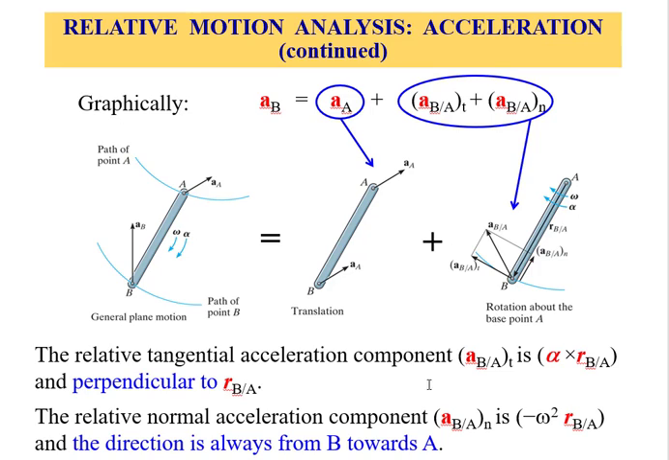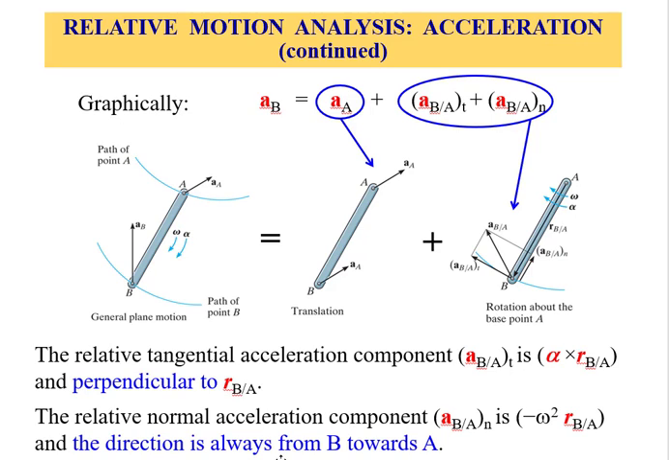Now, we learned that the tangential component of an object undergoing rotation can be calculated by the angular acceleration cross product with the vector R B relative to A. Think of it, this is the base, so the vector is going from A to B. This is a cross product that will lead us to the tangential component. And also, alpha is a vector, so these are two vectors in a cross product.